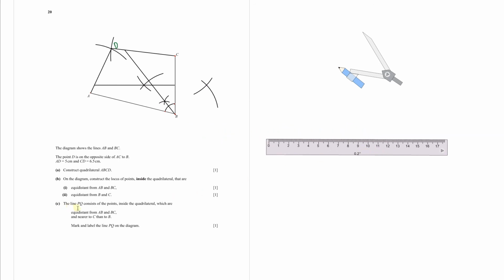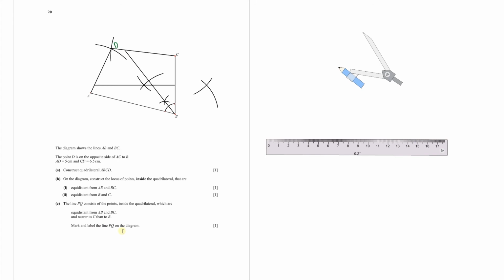Part C: the line PQ consists of the points inside the quadrilateral which are equidistant from AB and BC. That means they lie on this angle bisector because they are equidistant from line AB and line BC. So they will lie on this angle bisector. So this is the first condition. The second condition is the points are nearer to C than to B. Mark and label the line PQ on the diagram.